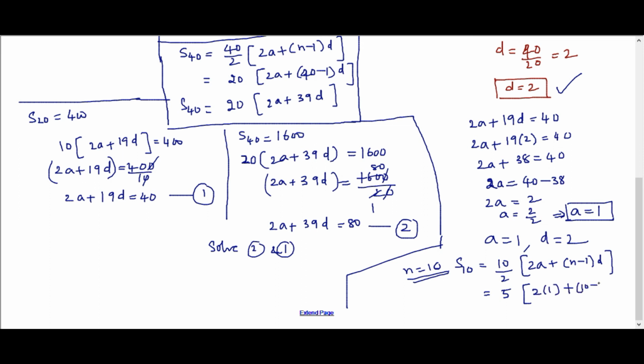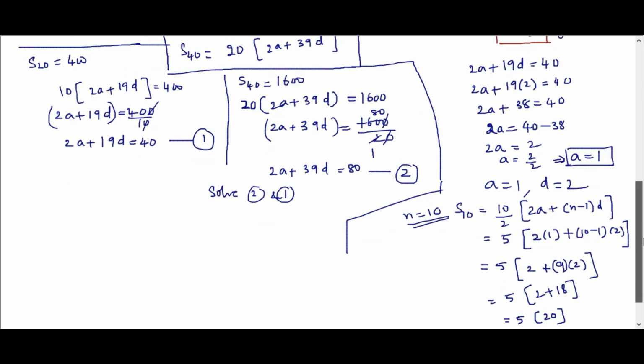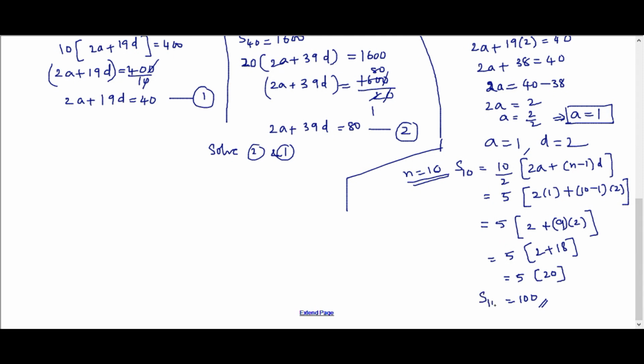So for everybody's understanding, I am doing it a little slower. Okay. So this will become how much? Equals 5 bracket 2 plus 9 times 2, isn't it? So this becomes 5 times 2 plus 9 2s are 18. So 5 times 20, which is 100. Yes, my guess is correct. So what is S10? S10 is 100.